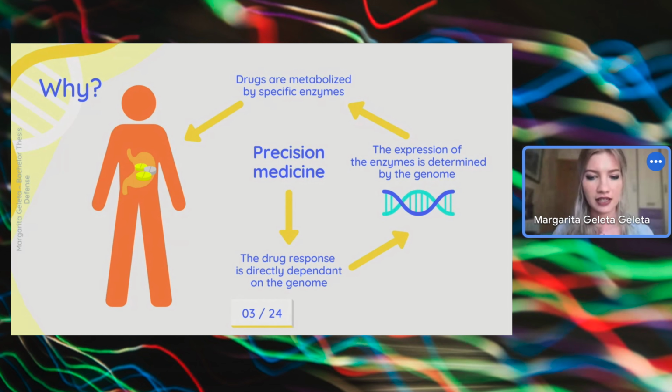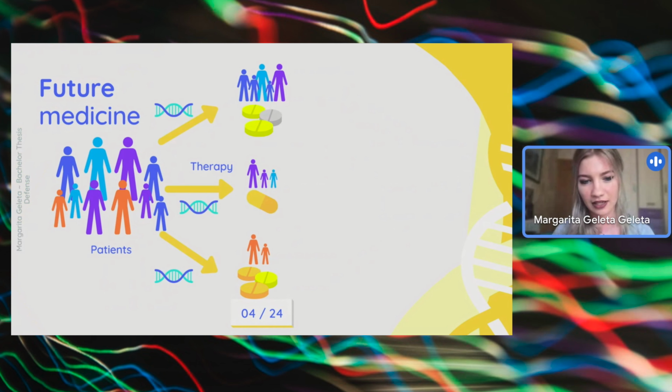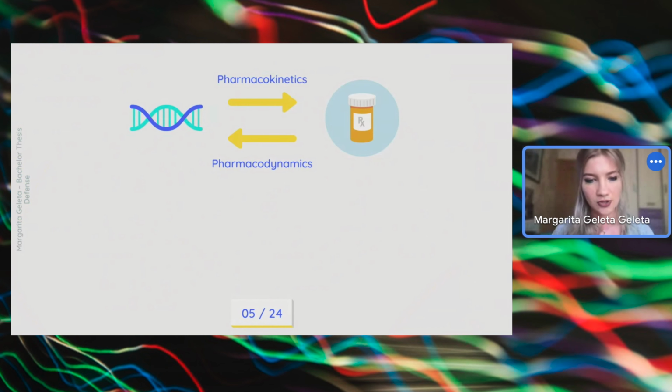And precision medicine is the future of medicine. The paradigm is a bit different. Having the same group of patients with the same disease, first of all we will analyze the genome of each individual, and we will find groups of patients who would require a similar therapy, this way maximizing the effect of the therapies. And there are two phenomena that play an important role in all this process.